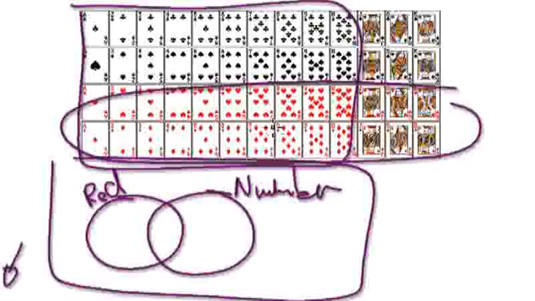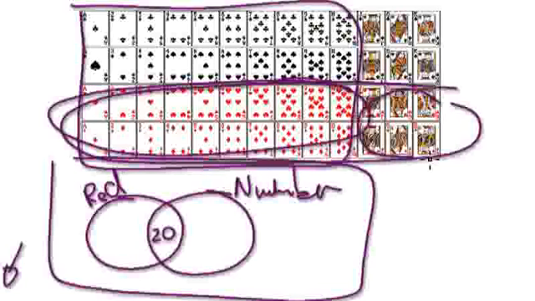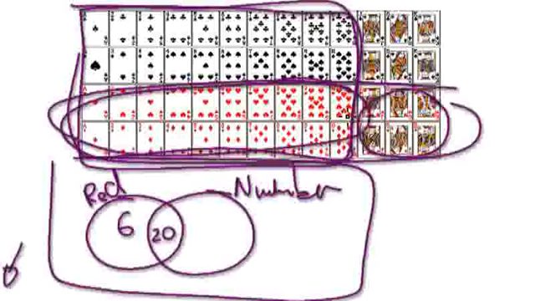Red cards, there are 26, but 20 happen to be red and number. So red and number would be this, and 6 would be out here, red but not number. And there are 40 number cards, but 20 are number and red. So this must be 20. And there are 52 cards in the pack, so the remainder, you've got 6 over here. So your Venn diagram looks like this.